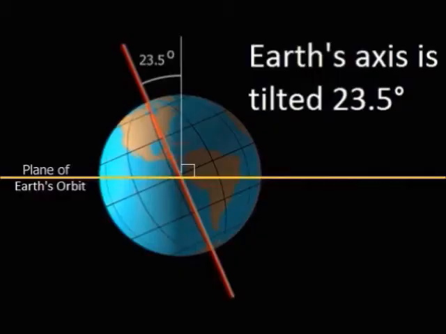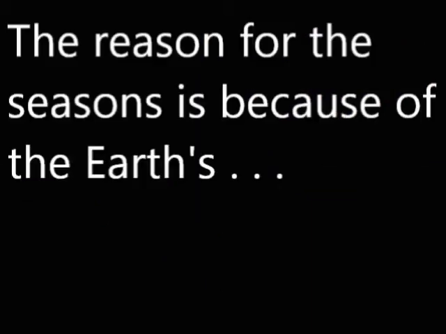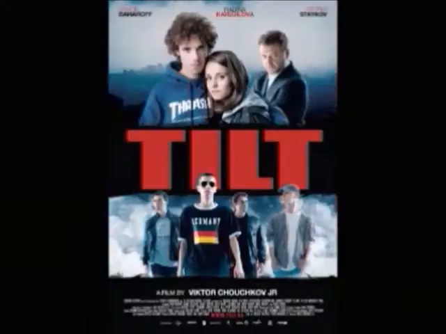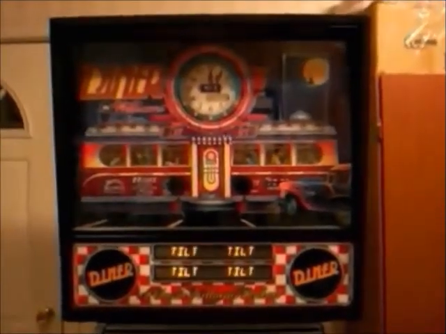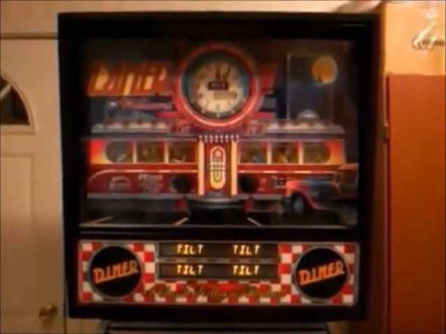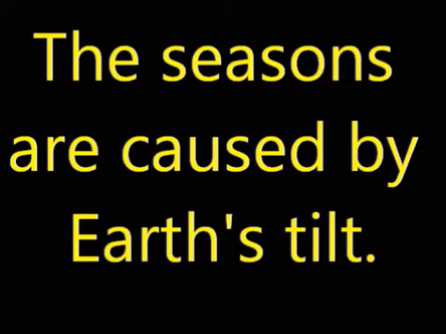The second reason that the model becomes more complicated is because the Earth is tilted 23.5 degrees on its axis. The reason for the seasons is because of the Earth's tilt. The seasons are caused by Earth's tilt.